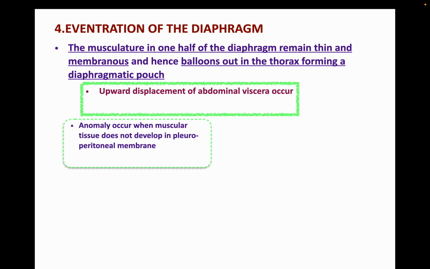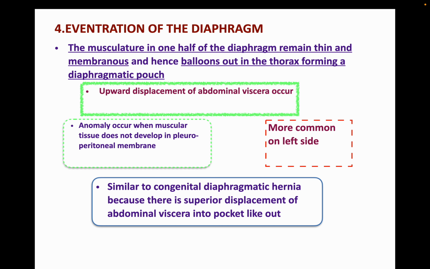The anomaly occurs when muscular tissue does not develop in the pleuroperitoneal membrane. The membrane is there, but the muscular component is deficient. So it is not a complete communication. It is more common on the left side, similar to the congenital diaphragmatic hernia, because there is superior displacement of the abdominal viscera into the pocket-like pouch, you can see.